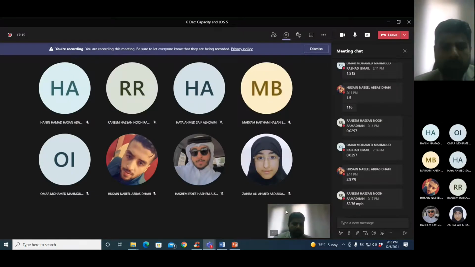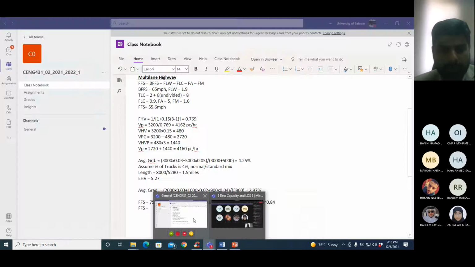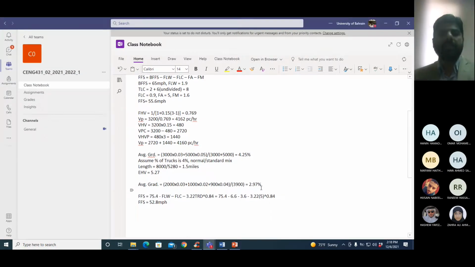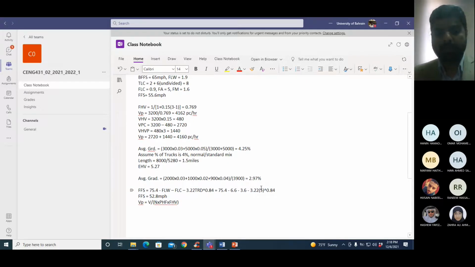I take it 52.8. Okay. Second thing you find out is VP. The equation for VP is V divided by the peak hour factor into the number of lanes into FHV. So I need FHV. Number of lanes and peak hour factor are given in the question. I need FHV. So FHV equals 1 divided by 1 plus PHV. We used it yesterday as well.